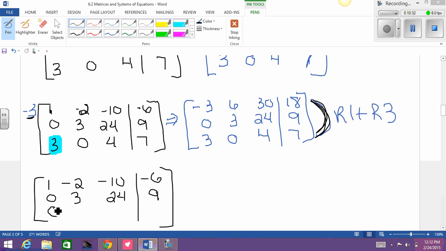We are adding these two here now. Negative 3 and 3 gives me my 0. 6 and 0 gives me my 6. 30 and 4 gives me my 34. And 18 and 7 gives me my 25.